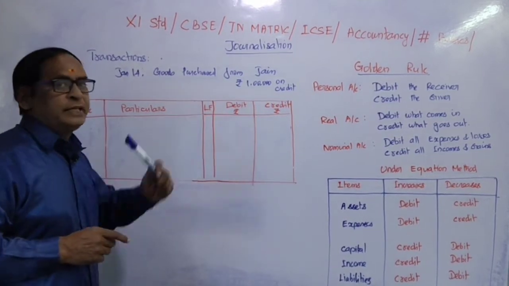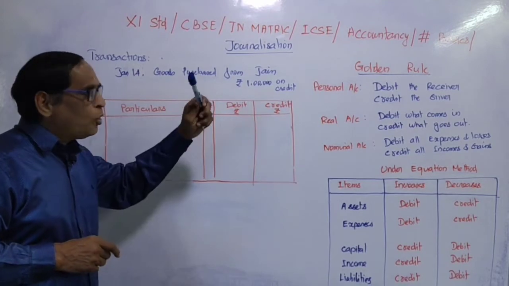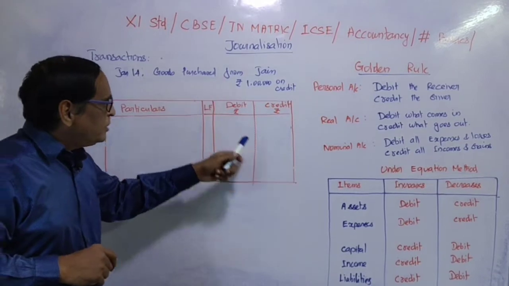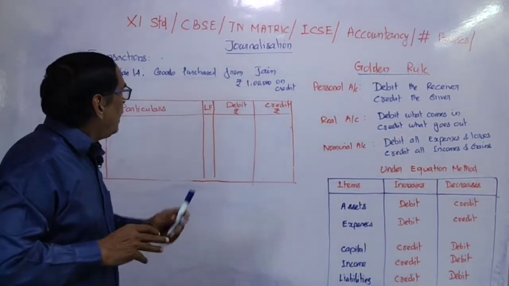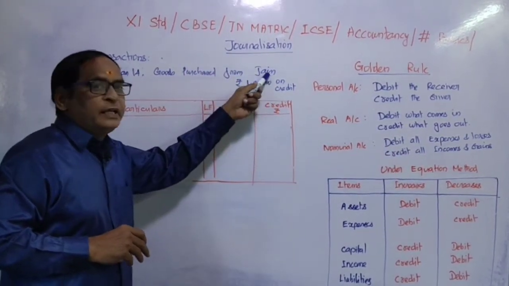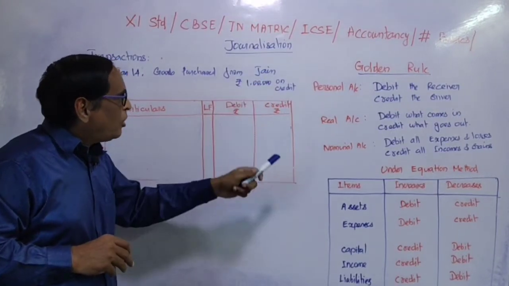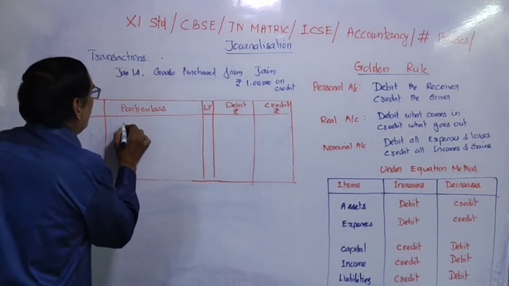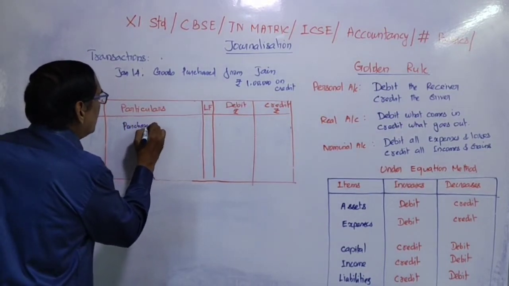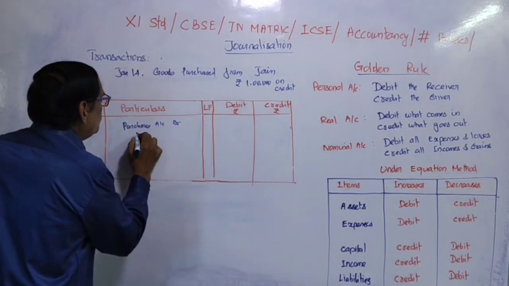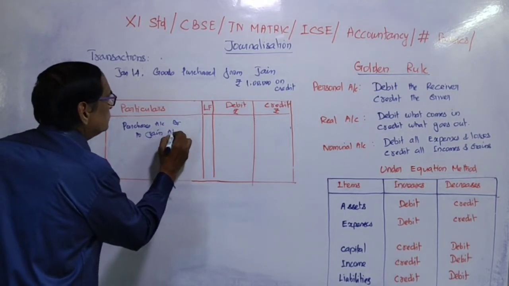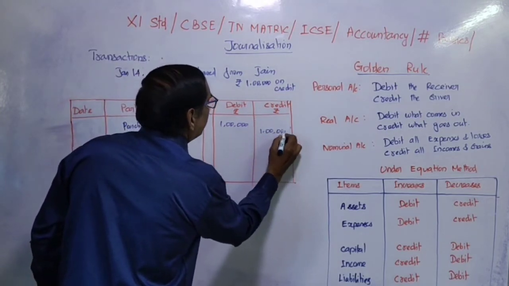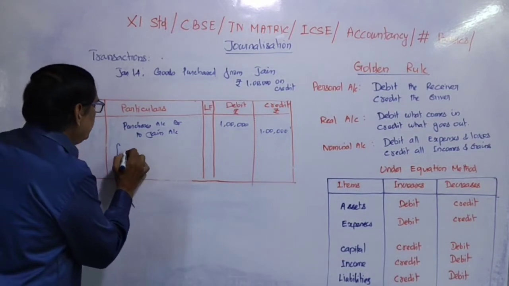Jan 14. Goods purchased from Jain rupees 1 lakh on credit. It is credit purchases. If credit purchases under golden rule, what we have to use? Here the purchases is an expense. So debit all expenses. And then Jain is a giver. Credit the giver. It is a personal account. So under personal account, credit the giver. So entry is purchases account debit to Jain account, 1 lakh rupees. So credit purchases, it is a narration.